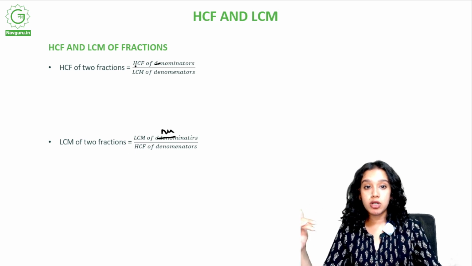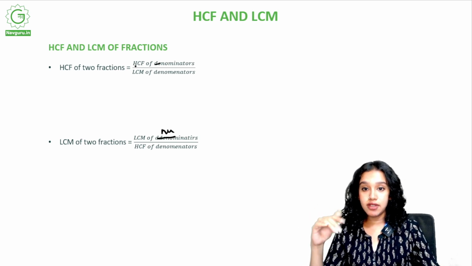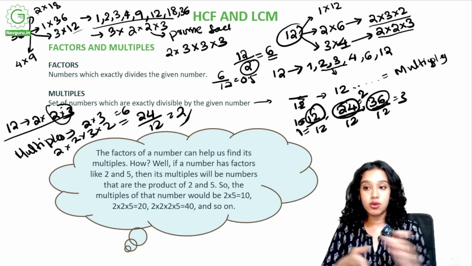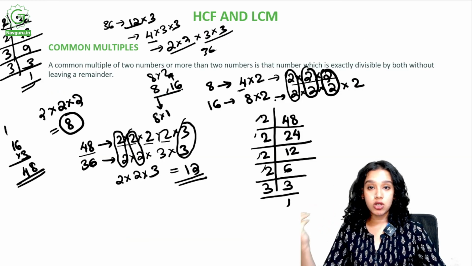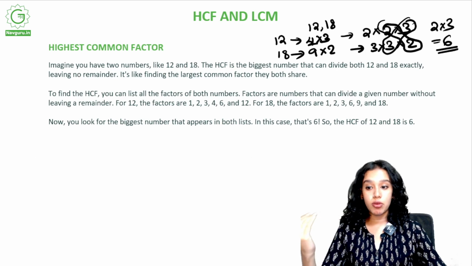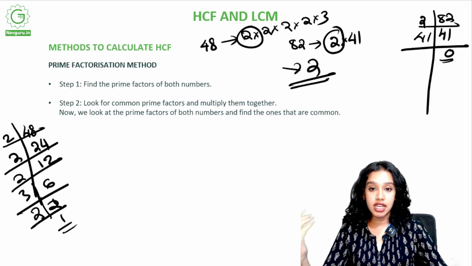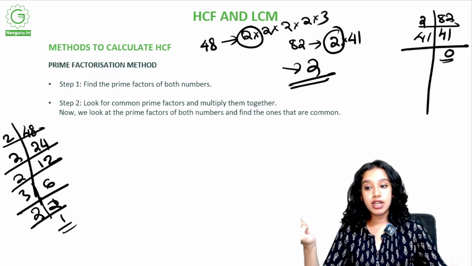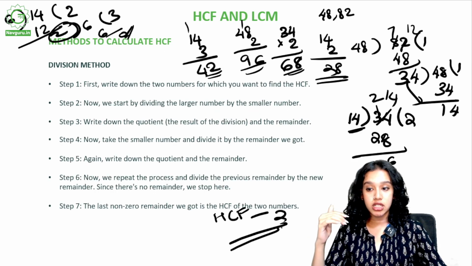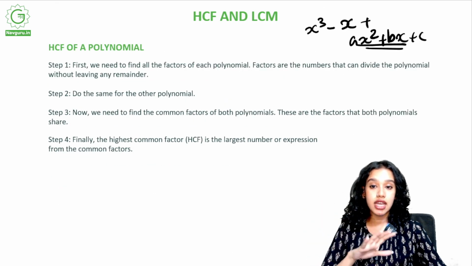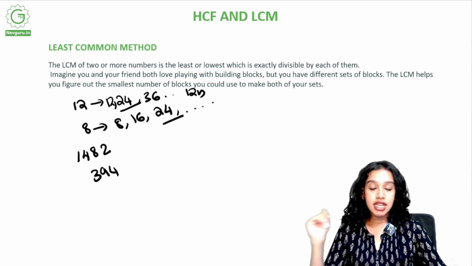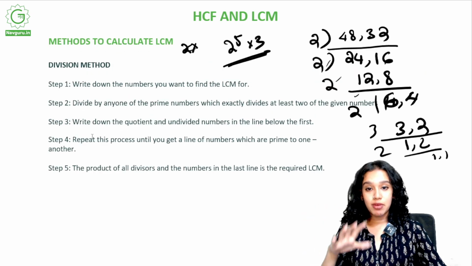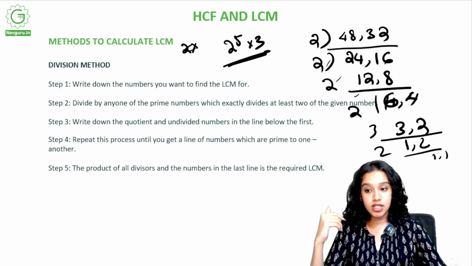So this is all about the chapter which is HCF and LCM. We talked about what are factors and what are multiples. We talked about the common multiples. Then we talked about the highest common factors, then methods of finding the highest common factor, which are the prime factorization method and the division method. Then we talked about how to find an HCF of a polynomial, then about the least common multiple or LCM, and then the methods to calculate LCM, which are the division method and the prime factorization method again.